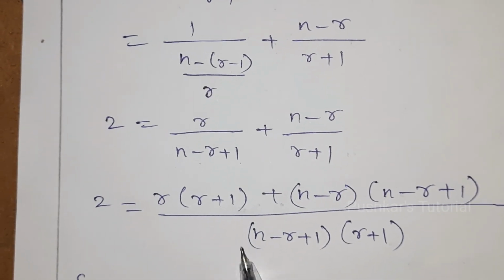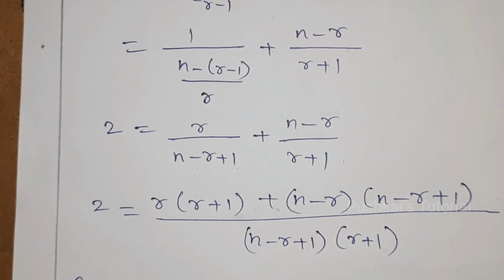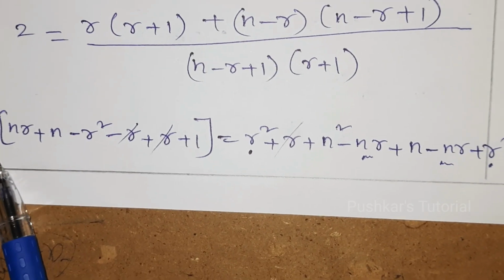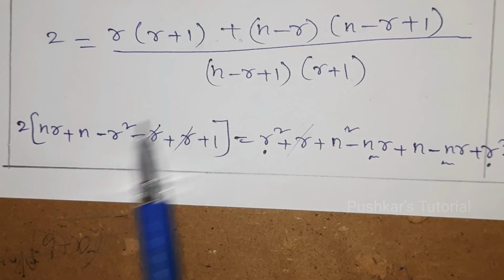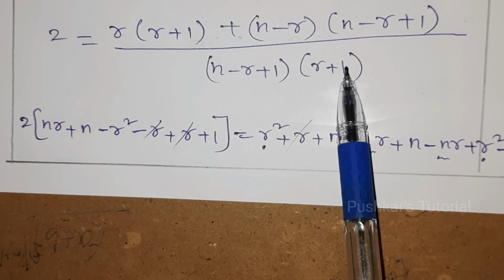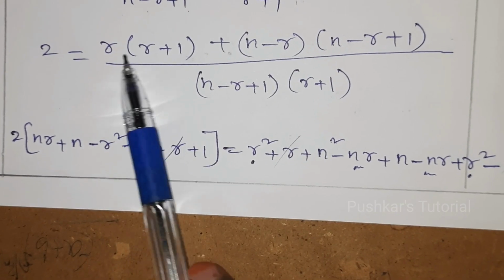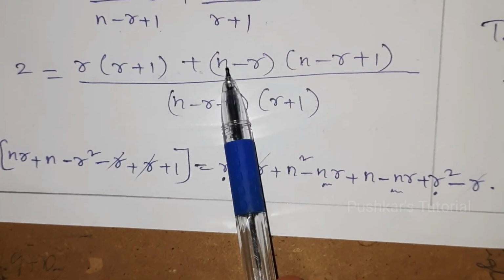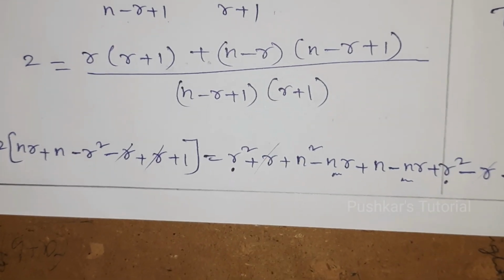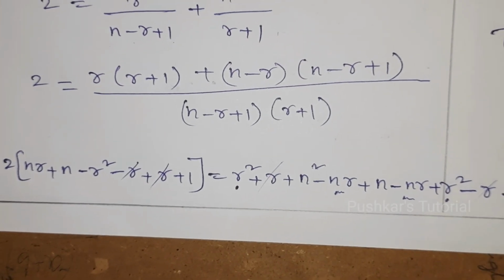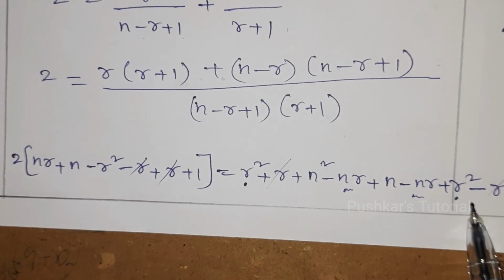Next, sending the denominator to the LHS and multiplying directly. So 2 into n into r is nr, n into 1 is n, minus r into r is minus r squared, minus r plus 1. And on the right side, r into r squared, r into 1 is r, and n into the whole thing and minus r into the whole thing. Like parts cancel: r cancels here and here also r gets cancelled. Then multiply with 2, and like parts addition.